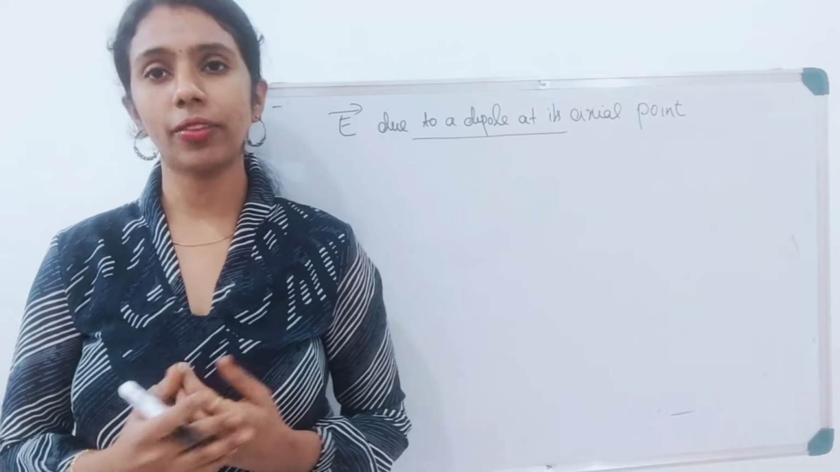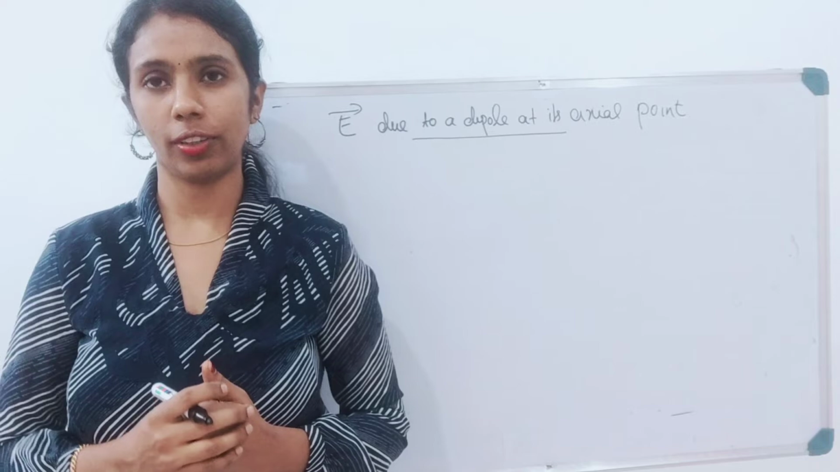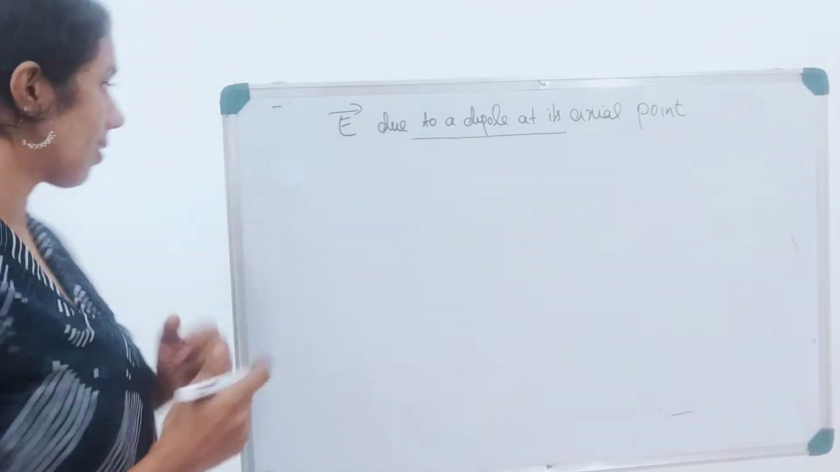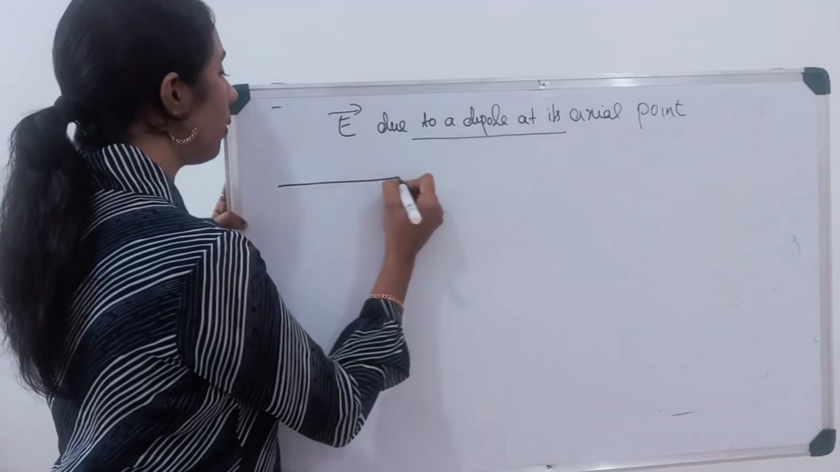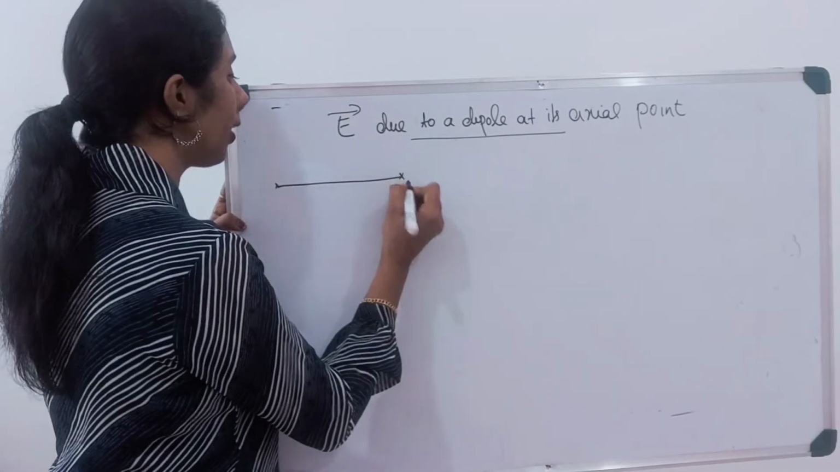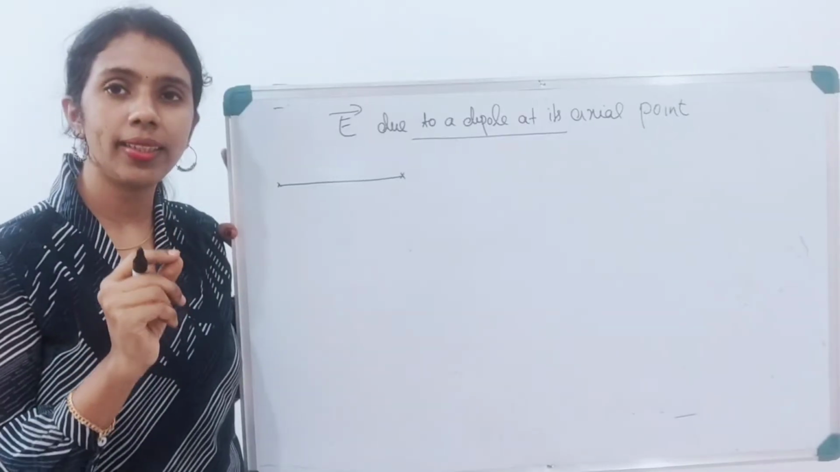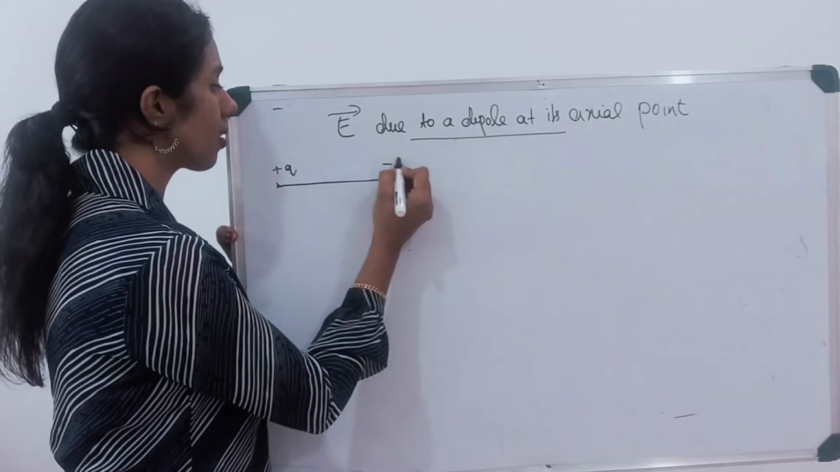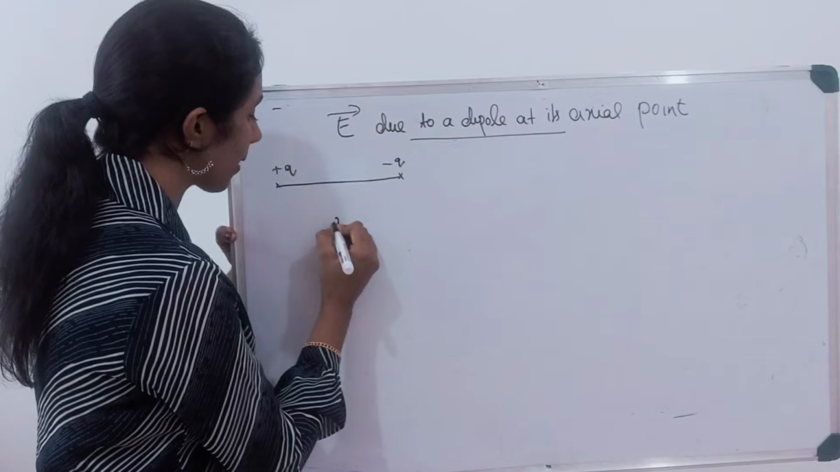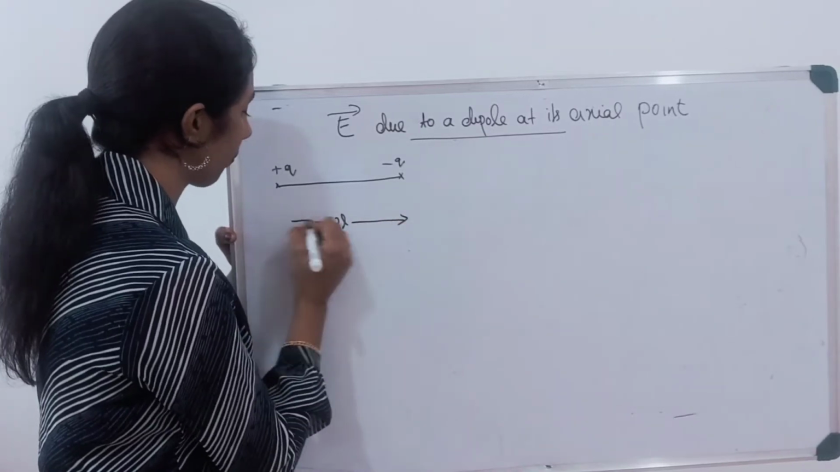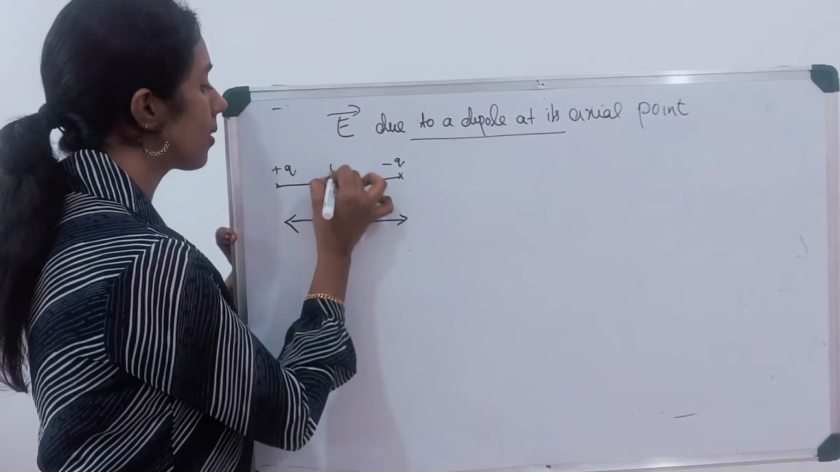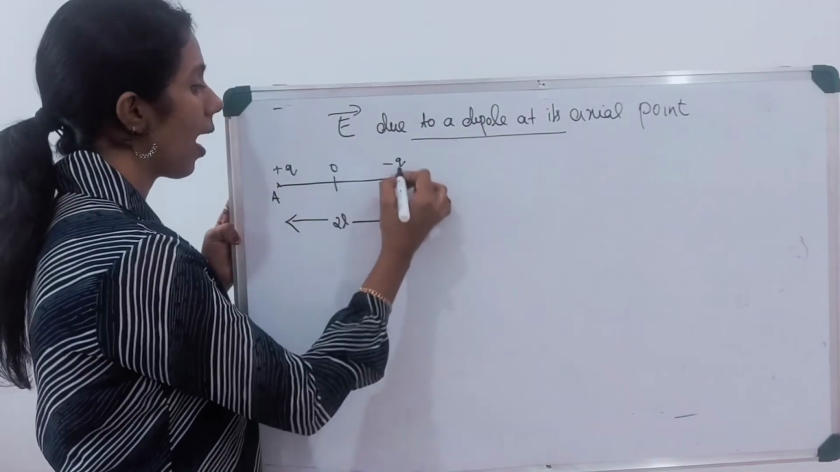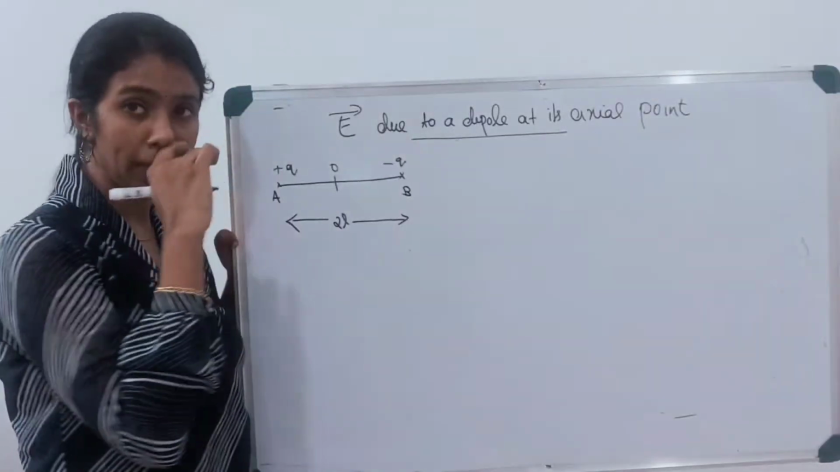Here, the first part of the essay is to find the electric field due to a dipole at its axial point. So first of all, we will consider a dipole, which is an arrangement of two equal and opposite charges separated by a small distance. So plus q and minus q separated by a small distance 2l, where O is the midpoint of this dipole. Let plus q be at A and minus q be at B.